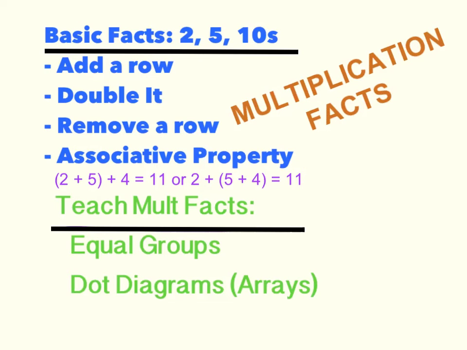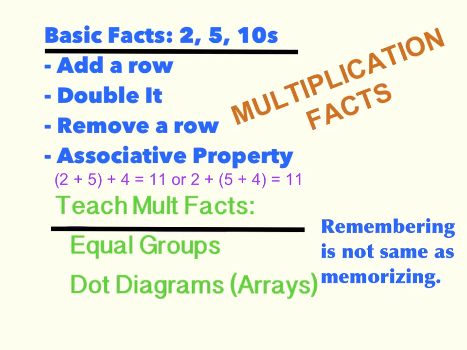When moving on to multiplication and division basic fact fluency, it's suggested to use what the children know to help them find out what they don't. If the students are fluent in their addition and subtraction basic facts, then we can use that knowledge to have them build their multiplication facts. Remembering is not the same as memorizing. What we want to do is use what the students know to help them find out what they don't.